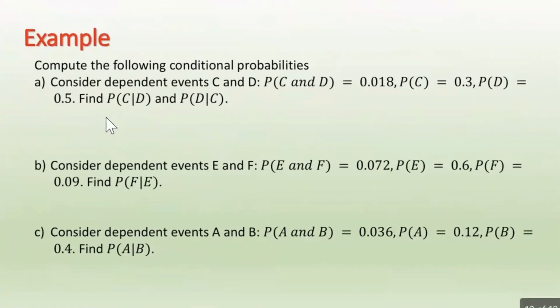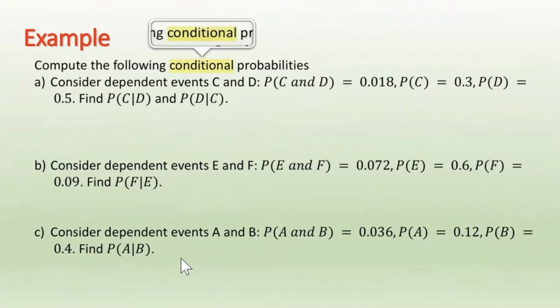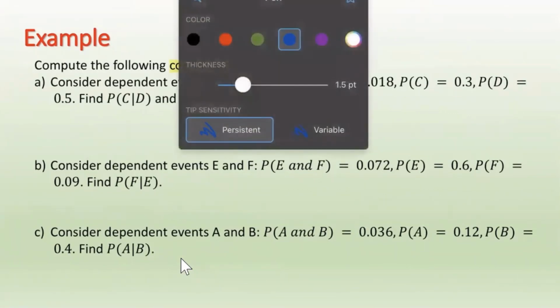So in this last example, we are actually calculating the conditional probability. You can see some information is given in each problem, and then you are asked to calculate probability of C given D, D given C, E given F, F given E, or A given B. So what you know is these are all conditional probabilities. And you know the formula to calculate the conditional probability.